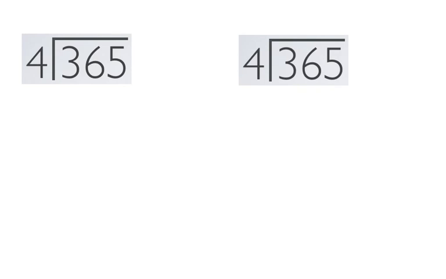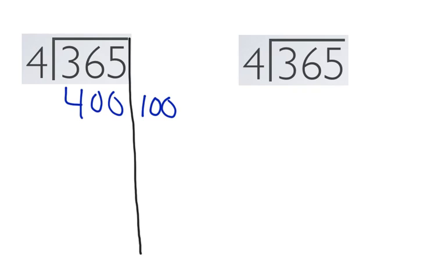In this first example, I have 365 items that I'm trying to split up evenly into 4 groups. Now in this method, I don't have to get the exact answer right away. I can work my way up to the right answer. Here's an example. If I try to give 100 items to each of the 4 groups, I would have given away 400 items. That's too much. I only have 365 items. So 100 is too high to start with. I'm going to try 50.